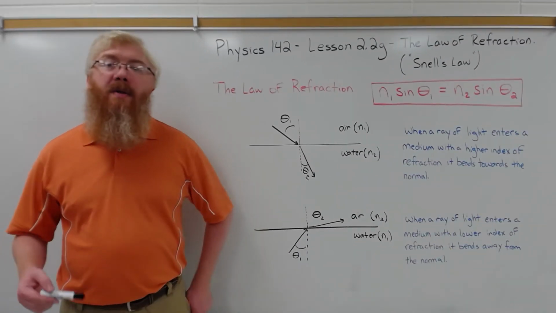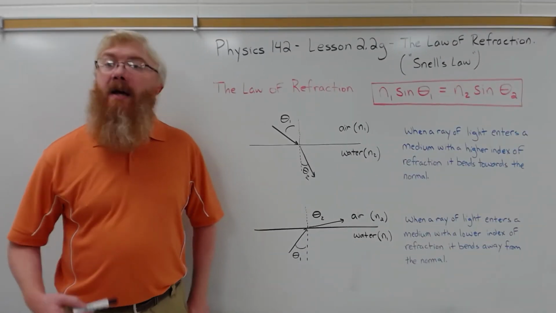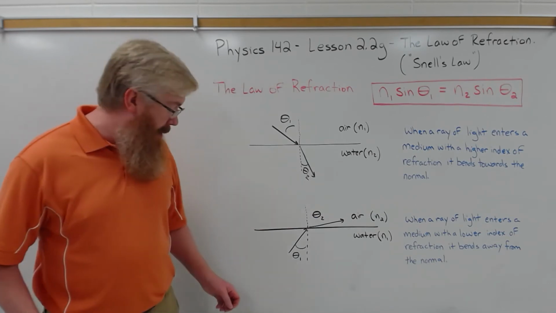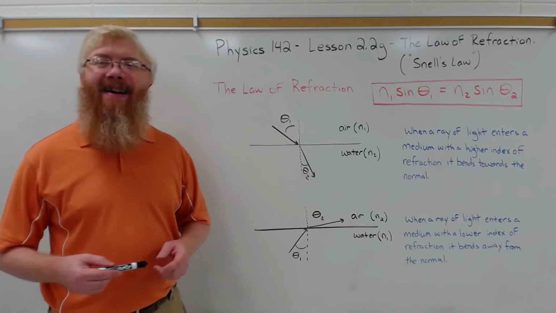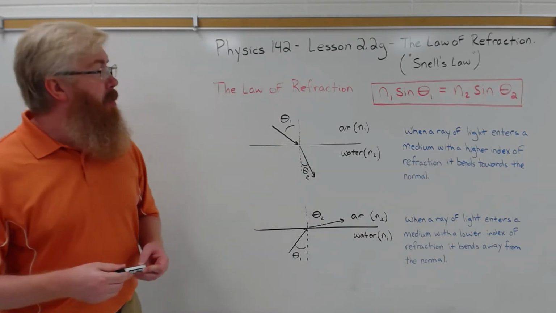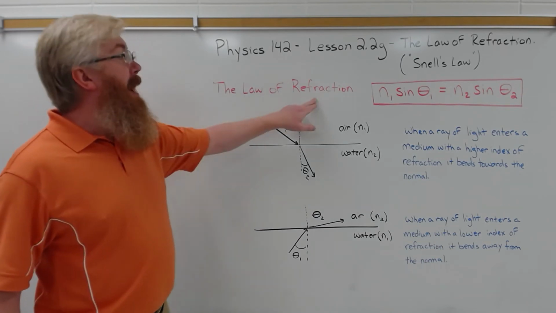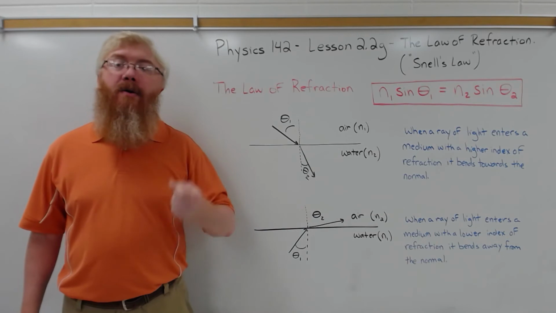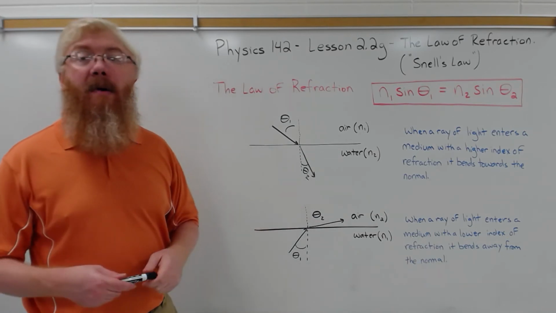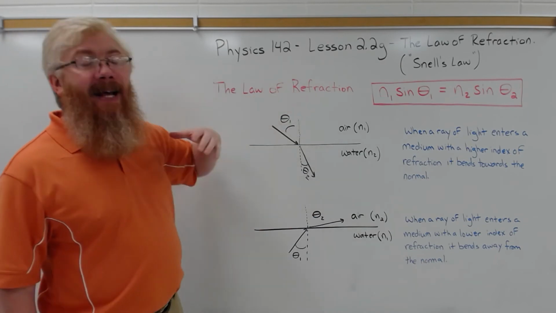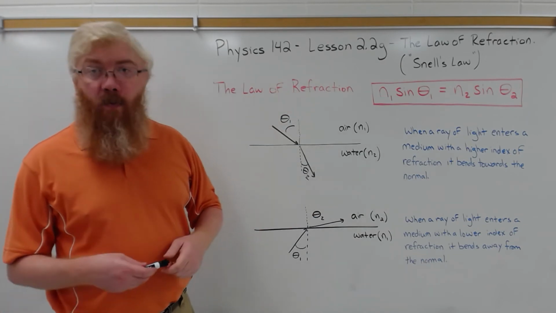So now that we know what the index of refraction is and what it measures, we can look at how that index of refraction is needed when calculating what's called the law of refraction. So the law of refraction is basically, how do we know how much a light ray bends when it enters a material or medium of a different index of refraction? So it's not as simple as the law of reflection was.